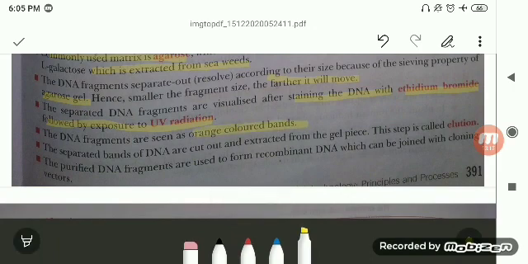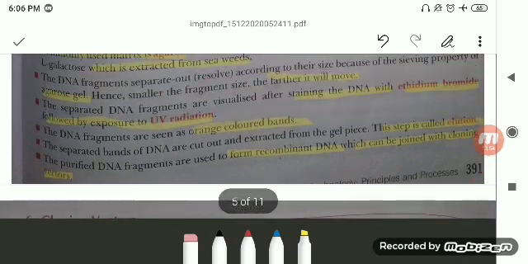The separated bands of the DNA are cut out and extracted from the gel piece. So we have to take out that particular orange band by cutting it out from the gel, like taking something out with the help of a spoon. This step is known as elution. The purified DNA fragments can now be used to form the recombinant DNA, which can be joined with the cloning vectors, and they can multiply. Fine. So this is about your gel electrophoresis.